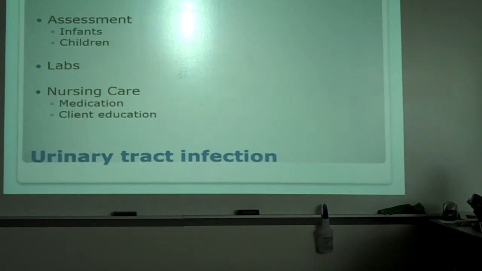So let's think about, why would females be at a higher risk for a urinary tract infection? Well, the reason for this, think about the anatomy of a female versus the anatomy of a male. Female has a shorter distance for that bacteria to enter to cause a urinary tract infection. Okay, so that's going to put them at a higher risk.